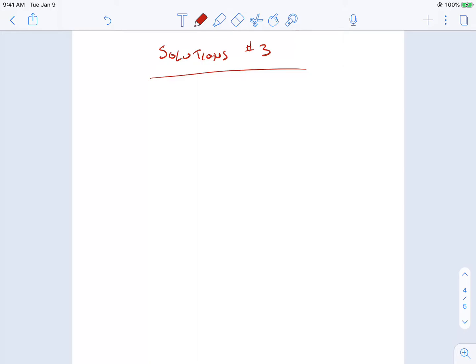Okay, we're going to look at some homework solutions for lesson number 3, so we will get right into it. Okay, first question, it asks you to find the length of the hypotenuse to the nearest tenth of a unit. It gave you 15, gave you 25, and then we have x here.